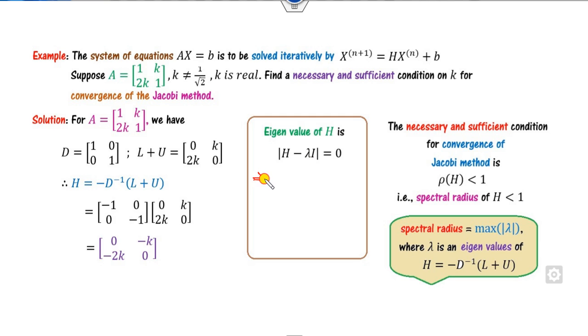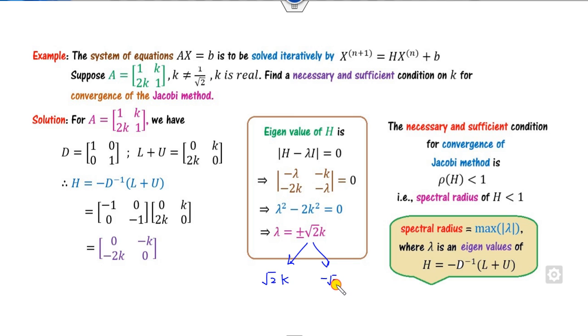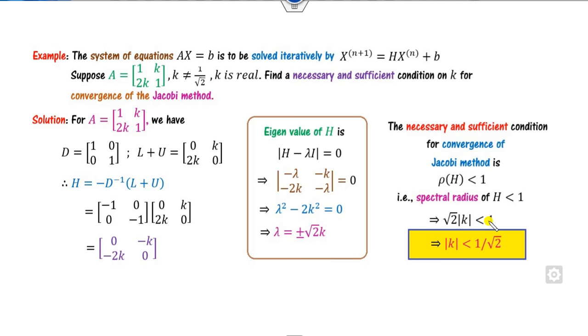You can start from here. Now I can substitute this value. What is the determinant of this? Lambda square minus 2K square is 0. So can you find the value of lambda? It is plus or minus of this. That means the first value is root 2K, and the second value is minus root 2K. You have to find the maximum value in absolute terms. Root 2K must be less than 1, which is the required condition. So the necessary and sufficient condition for the matrix to be convergent by Jacobi is K less than 1 by root 2.